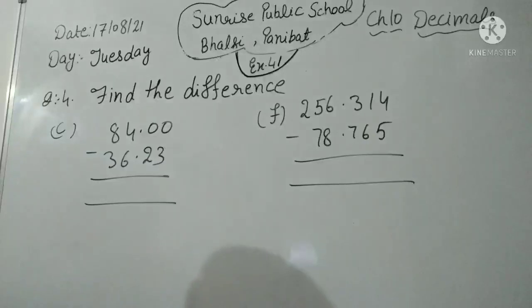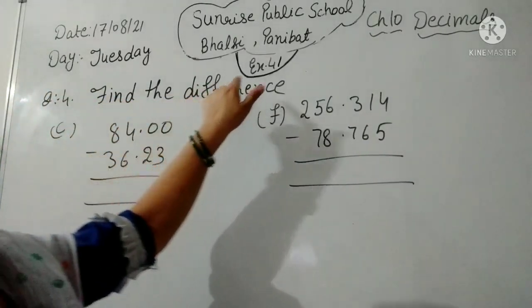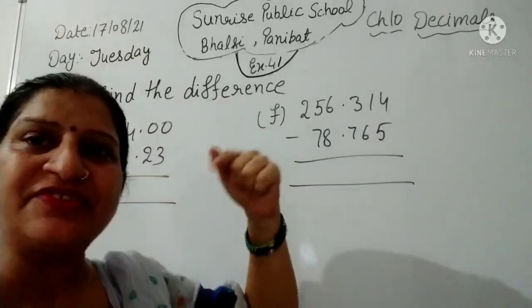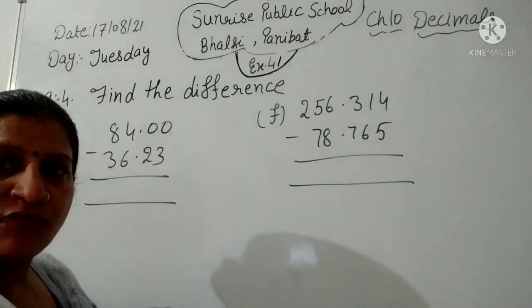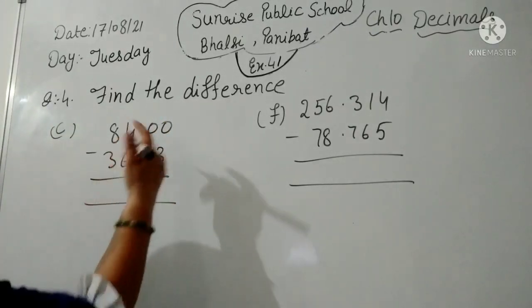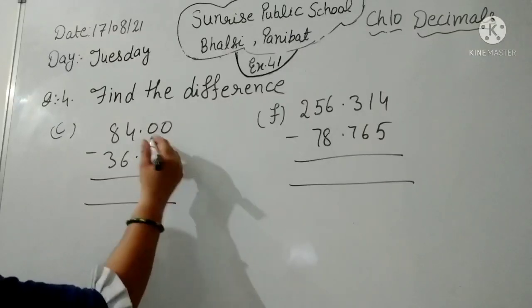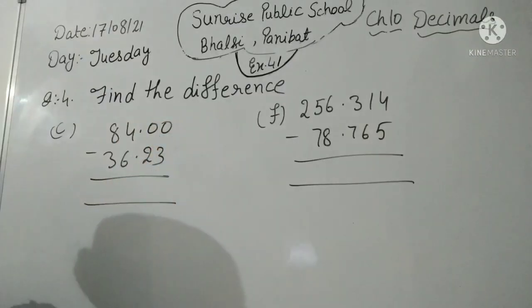Now we start our question number 4 and in this question we have to find the difference. Difference means subtraction. Now you have to write the numbers column wise. Column wise we only have to do the subtraction in a simple way. Here is 0 and here is 3. So we are not able to subtract these numbers.